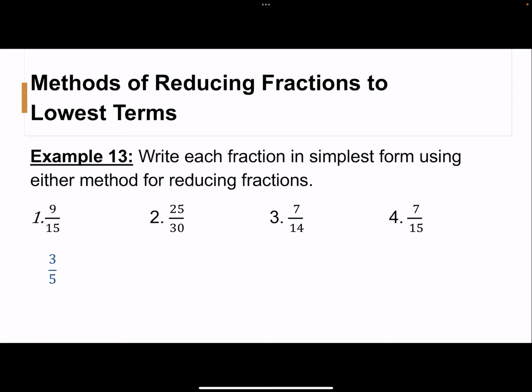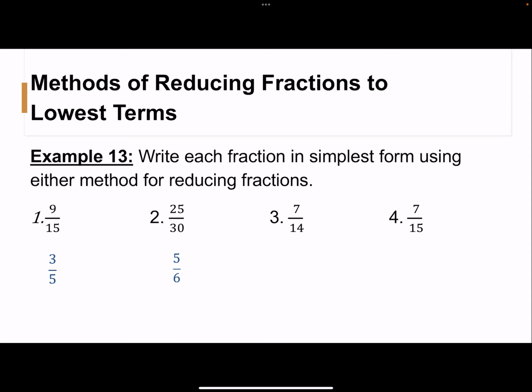When I look at number 2, I think of a number that I can divide 25 and 30 by. Of course, I'm doing the common factor. I know that they're both divisible by 5 because they end in 5 and 0, one of our divisibility rules. So 25 divided by 5 is 5. 30 divided by 5 is 6. 5 and 6 are relatively prime, no other factors other than 1, so that is reduced.